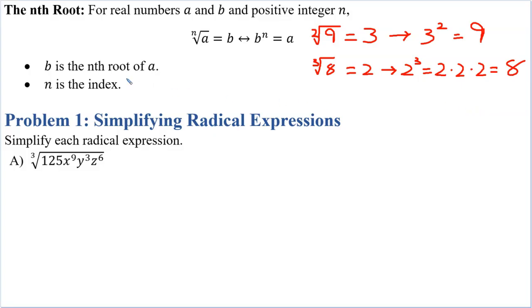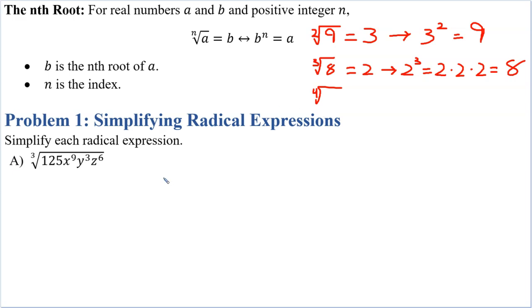Now, a few things for you. We'd say that b is the nth root of a. In this case, what b is equal to is the nth root of a. And then also we'll use this word as well: n is the index. The index is what type of root we're taking. Again, with square roots, we usually don't write it here, but for a third root, I'd write the 3. For a fourth root, I'd write the 4 here, and so on.